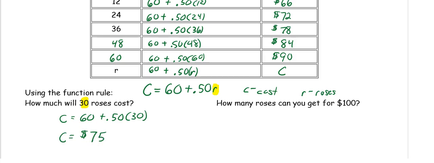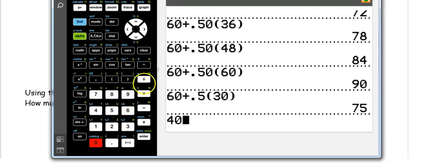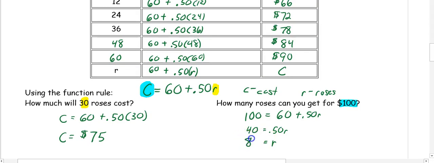How many roses can we get for $100? So we're going to put 100 in for the cost, and we're going to solve for R. So 100 equals 60 plus 0.50 R. We can subtract 60 from both sides to get 40 equals 0.50 R. And when we divide by 0.5, 40 divided by 0.50, that gets us 80. So we can get 80 roses for $100 from Flower Power.